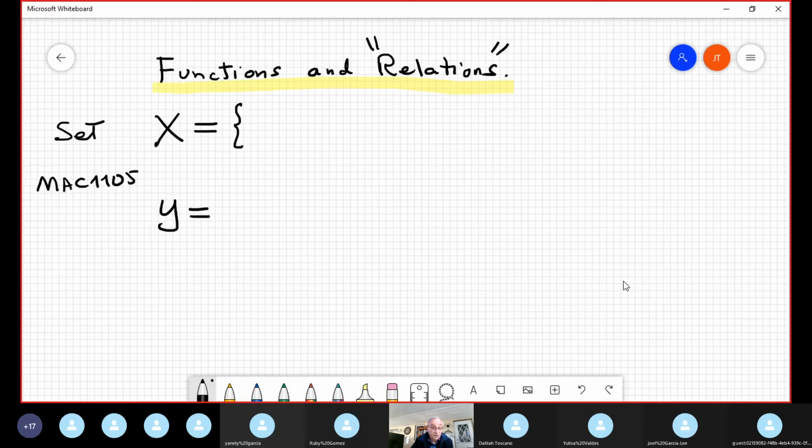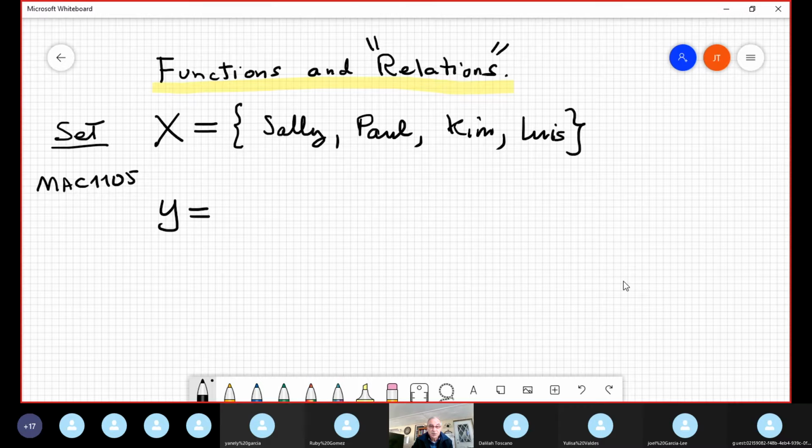Actually, I have 39. The names of these students are Sally, Paul, King, and Luis. Okay, this is my first set. Normally the first set is called the domain. You need to be familiar with this name, guys. Domain is the set that corresponds with the first element. In this case, it is students in college algebra.